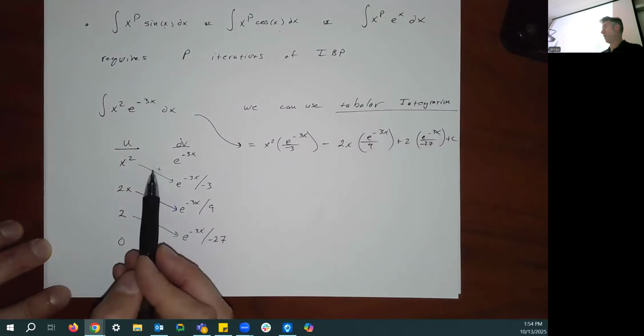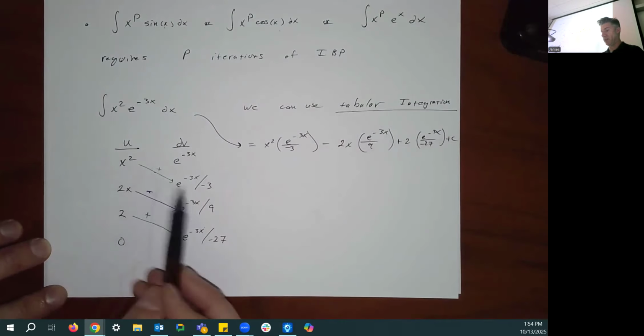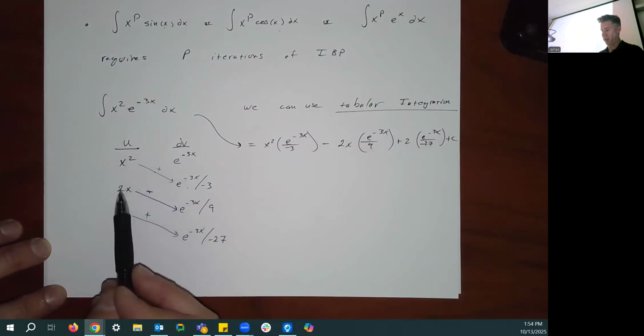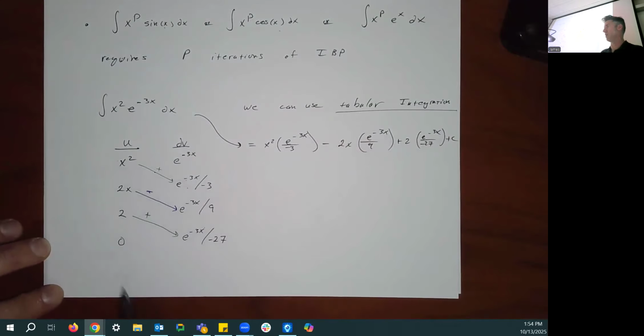And it always starts off with plus. So it's whatever this times this is, the plus of this times this, the minus of that times that, plus, minus, plus, minus, plus, minus, as long as it takes.